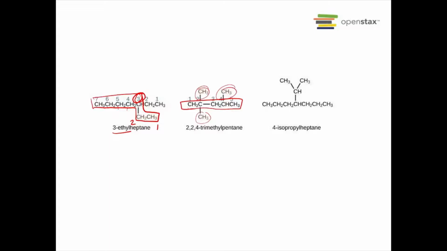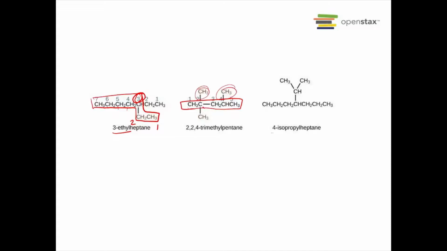So this one might be a little confusing, because if you were to make this carbon 1, and then this would be 2, 3, 4, 5, for instance, it still ends up being 2,4,4-trimethyl. But that ends up not being the lowest overall combination of numbers. 2,2,4 is still overall lower, if that makes any sense.